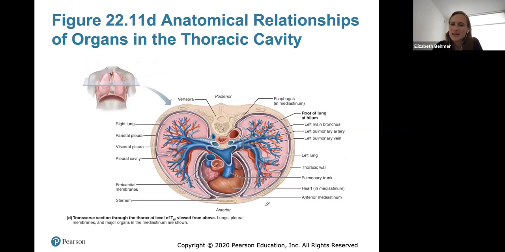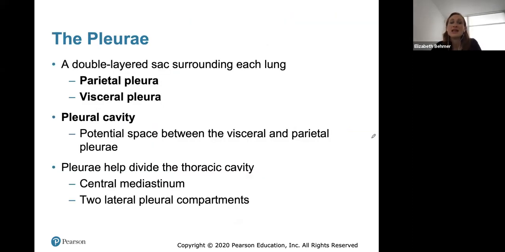So here's a cross-section, and it's sometimes nice to see the cross-section of the organs of the thoracic cavity to see how everything is related to each other. Again, one thing to note is that the esophagus is always posterior to the trachea, so it'll be closest to the vertebrae. The pleura then is the double-layered sac surrounding each lung, the parietal and visceral pleura. The parietal pleura lines the body cavity, and the visceral pleura lines the lungs itself.